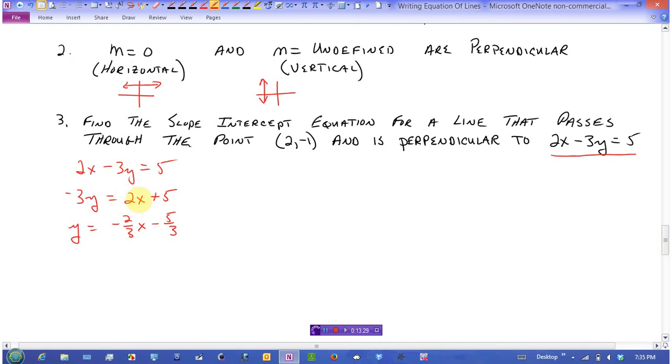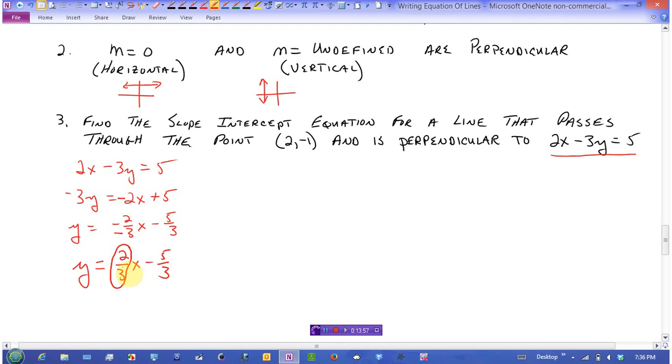Actually, there's a mistake here. Notice I used the same line as before. This should have been a -2x. So when I divided both sides by -3, that would be a -2 over -3x, and my actual equation would be y is equal to 2/3 x minus 5/3. Okay, so the slope of the line that my line is perpendicular to is 2/3.